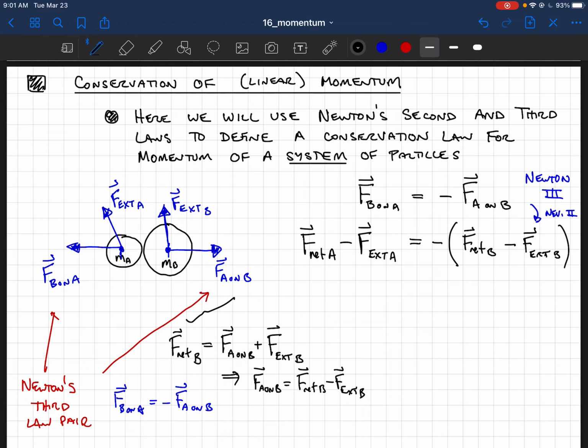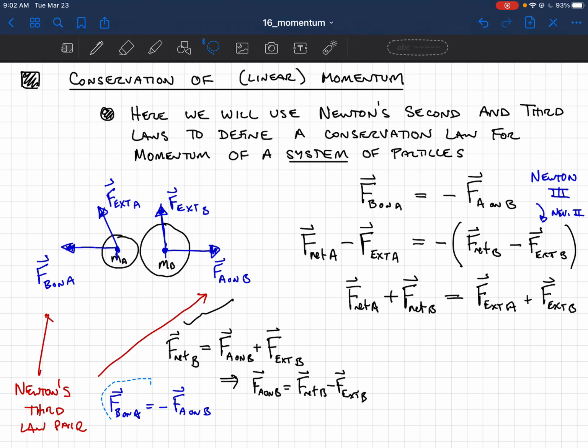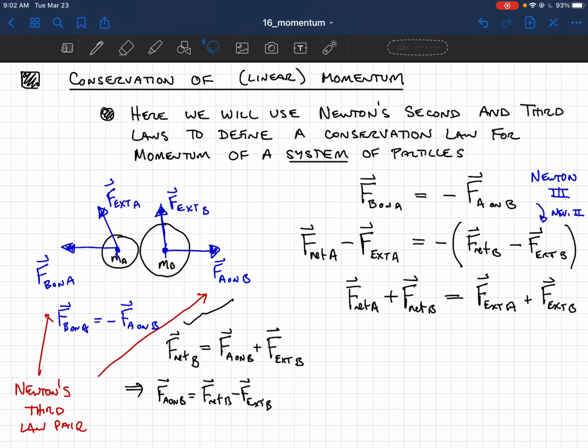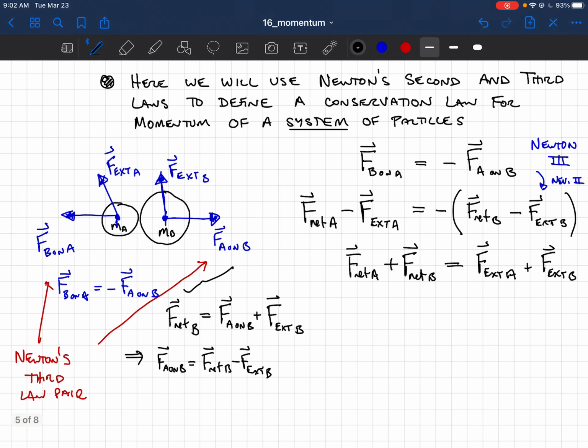Now let's see what that gives us. Well, I could put the external forces on the same side and the net forces on the same side. So let's do that. So we get F net A, and then I have a minus F net B, so I can add it to this side. And that's equal to F external A plus F external B. Okay? I'm just going to give myself a little bit more space here. So what does that lead to?